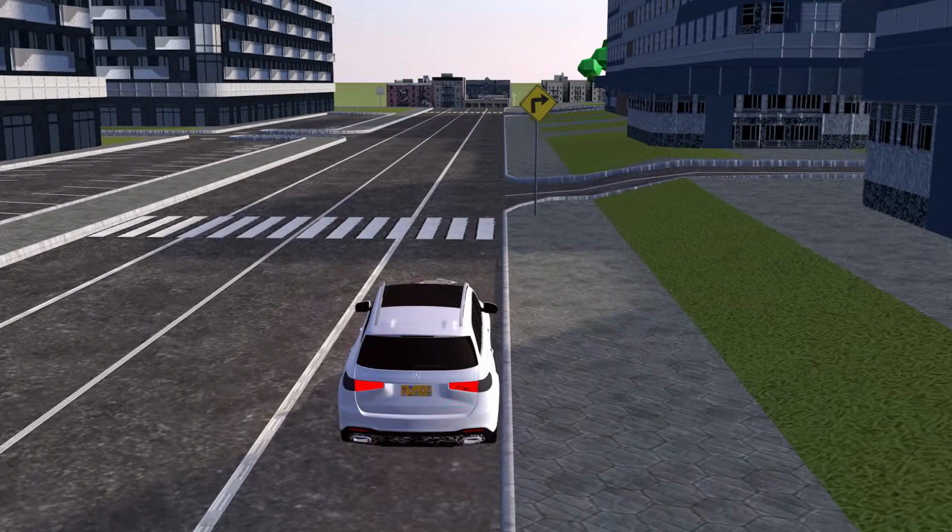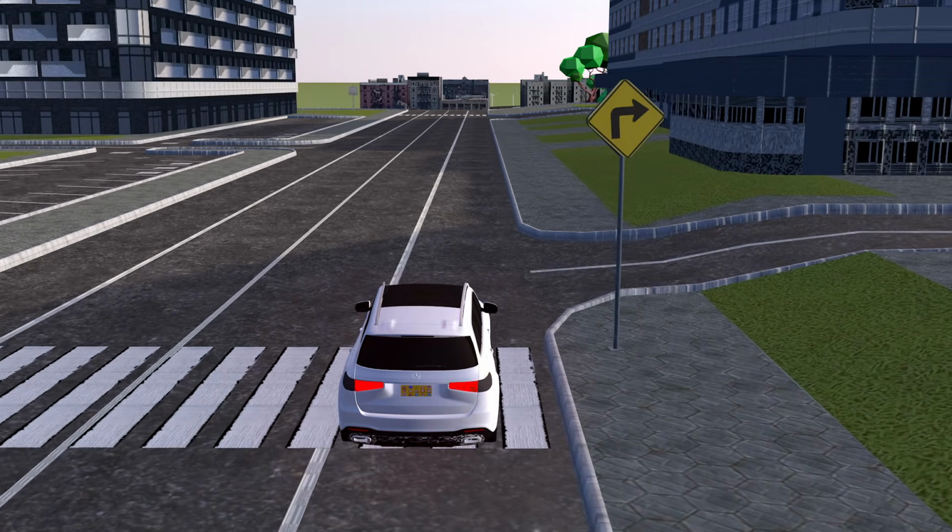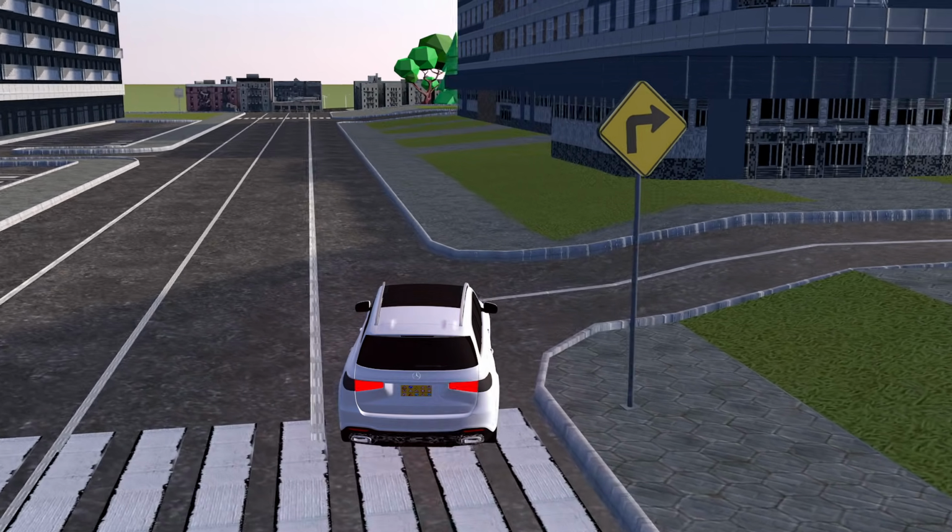This is the turn right sign, and it means that drivers must prepare to make a right-hand turn ahead. This could be at an interchange, a junction, or a sharp bend, so drivers should signal early and move into the correct lane.